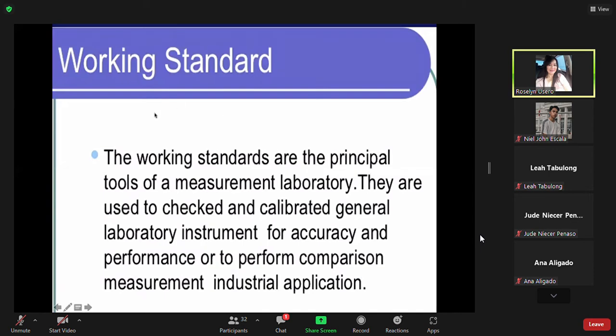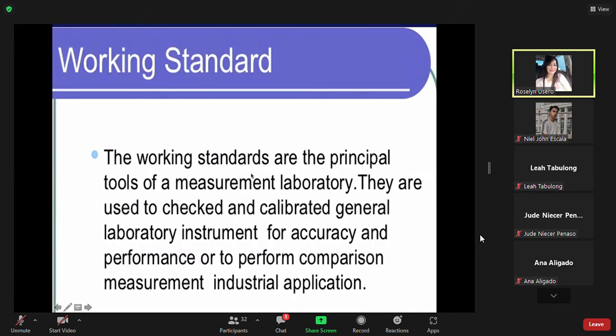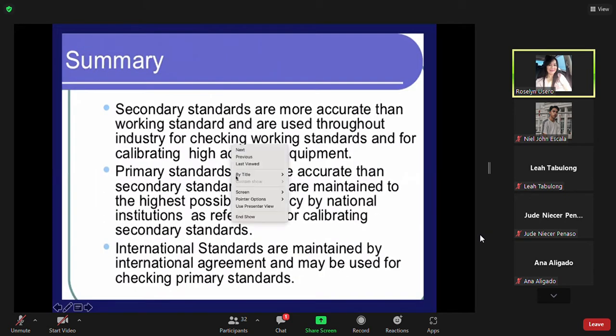Now, ang working standards naman are the principal tools of a measurement lab. They are used to check a calibrated general equipment for accuracy and performance, to perform comparison measurements. No? Okay. So one example is, ang primary standards mo, pwede ni siya mahimo working standards. Mag-example na ako para hindi ka ma-confuse.